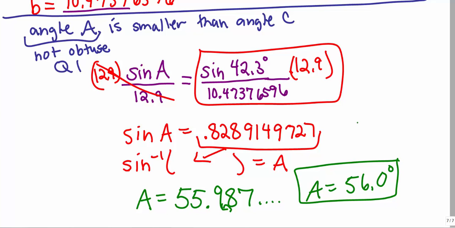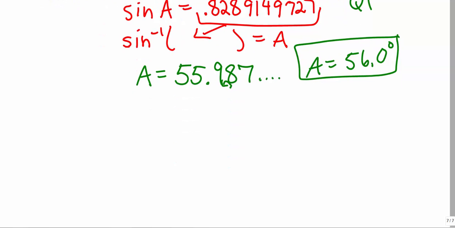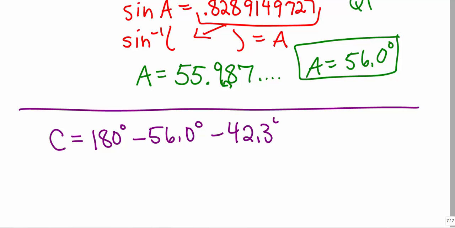Alright, remember that we're not looking in quadrant 2, we're only looking in quadrant 1 because this is the smaller of the two remaining angles, therefore cannot be obtuse. Okay, once we know two of the angles, we can easily solve for the third by subtracting from 180. So the remaining angle C, we're going to subtract from 180, we're going to subtract 56.0 degrees and 42.3 degrees. So our angle A and our angle B. And we find that the remaining angle C must be 81.7 degrees.